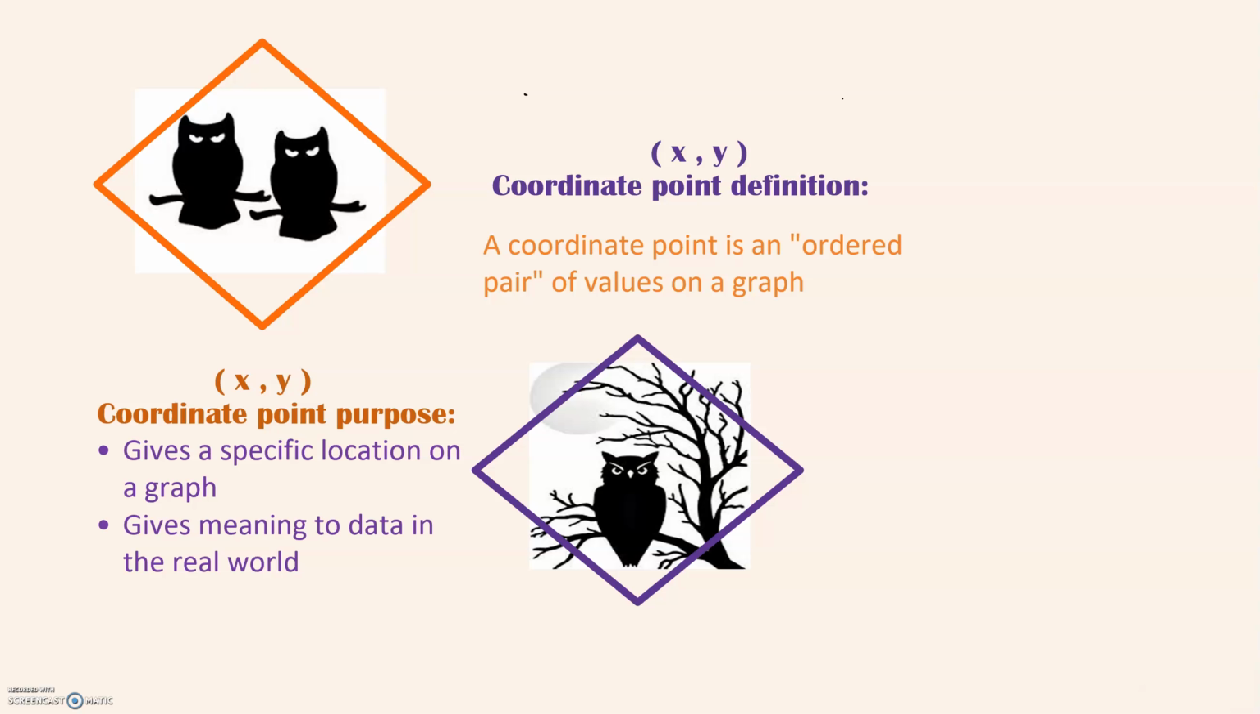And so a coordinate point gives us a very specific location on a graph, and it gives us meaning to the data. So when it gives us a specific location, how does it do that? What does the X do? What does the Y do? That X gives us a value or gives us the location left and right. And that Y gives us a value or gives us that specific location up or down on a graph.